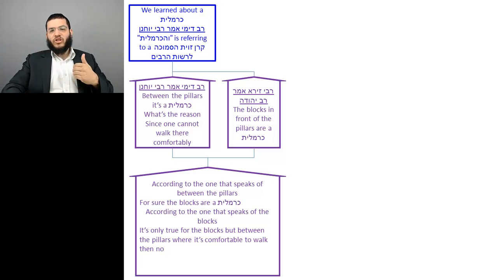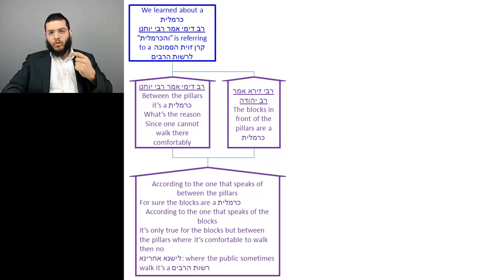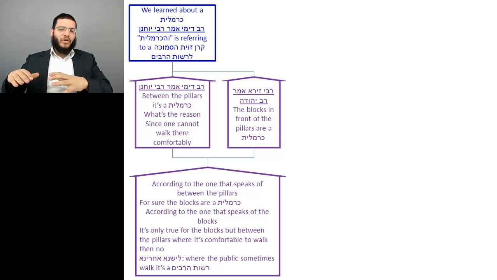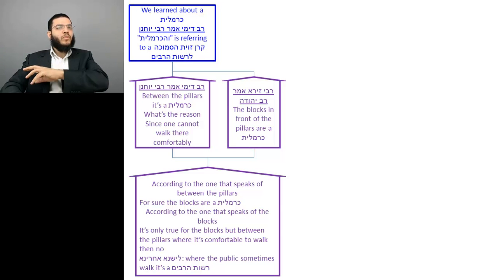And now the Gemara presents a Lishna Achrina, another version of the words that we just read, and it goes as follows. We'll just start off by reading from the previous part. It's only true for the blocks, but between the pillars where the public sometimes walk, it's a Rosh Hashanah. But at any rate, the point we're making is that compared to on top of the blocks, the area between the pillars is used by the public. It's comfortable for the public to some extent, and it's used by the public somewhat. Whereas on top of the blocks, it's not used at all. And therefore, there it's going to be a karmelis, but between the pillars, it won't.